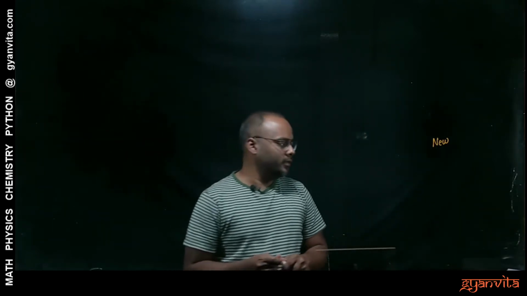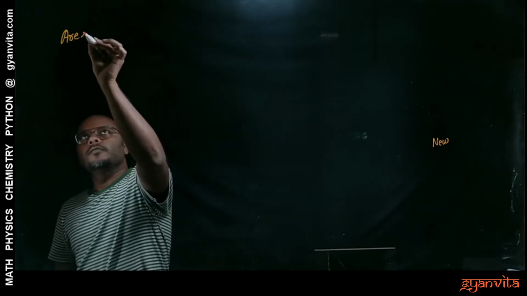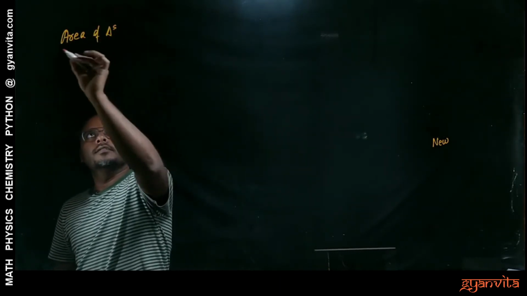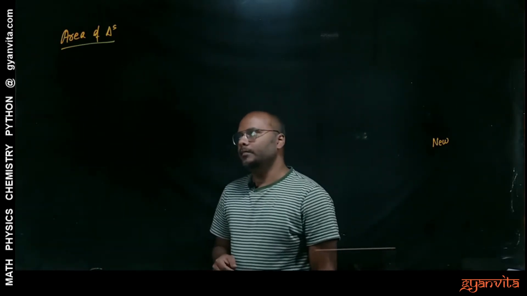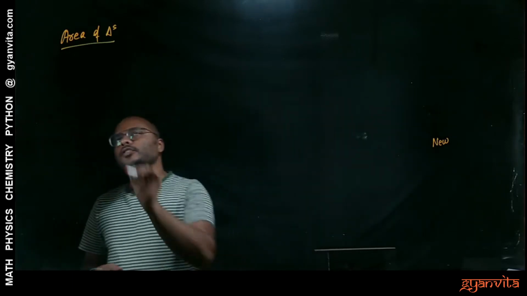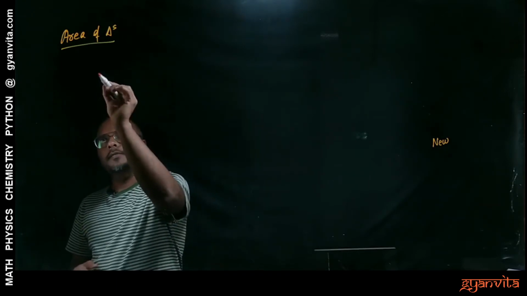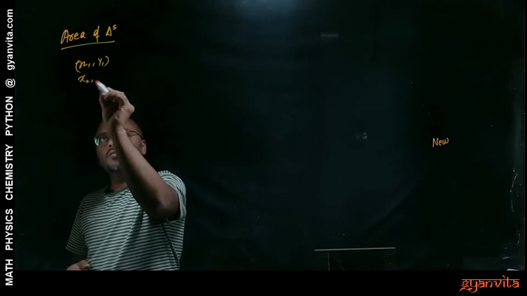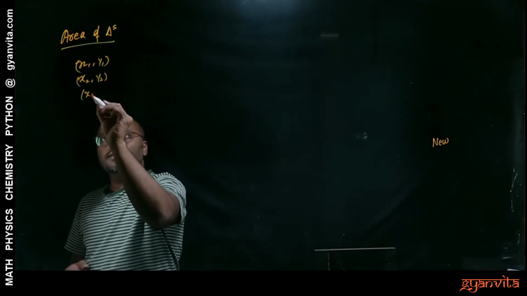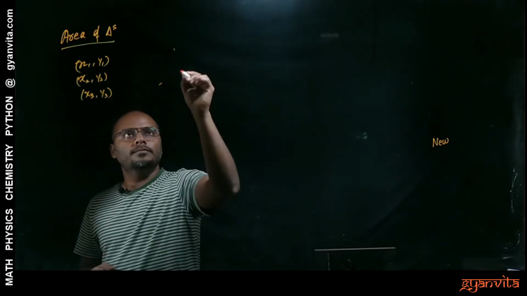So let us see a few topics in determinants today. The first topic is area of triangles. How can we use determinants to find the area of a triangle? In this case you will be given 3 points in 2 dimensions. Suppose your points are x1 comma y1, x2 comma y2 and x3 comma y3. So these are the 3 points, right?